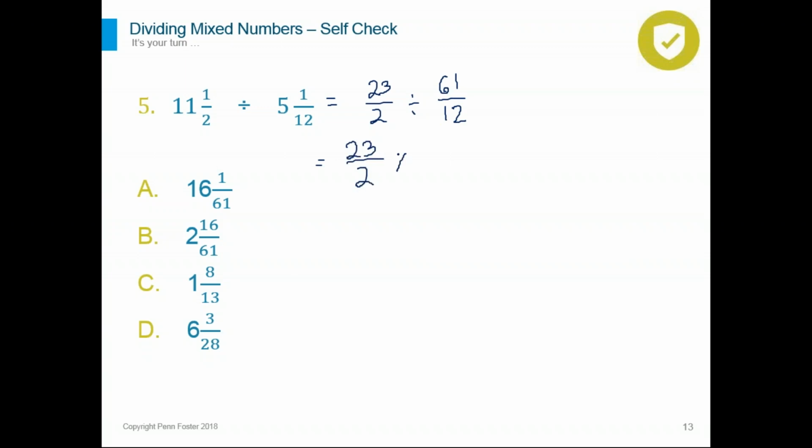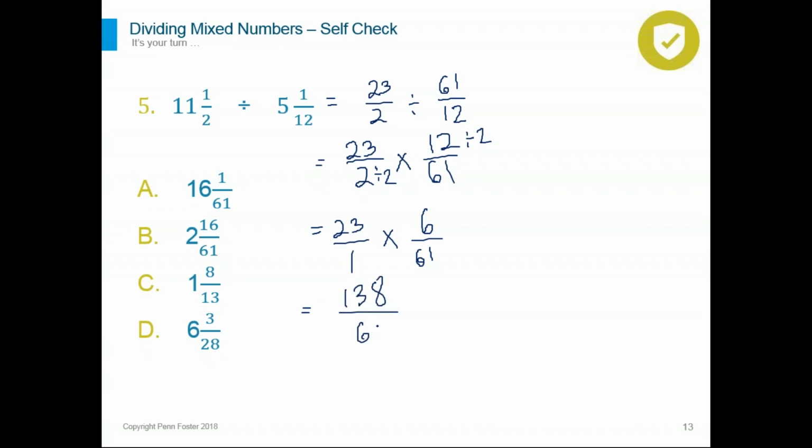23 over 2 times 12 over 61. Look for factors to eliminate. I see two even numbers. Divide over 2 and divide over 2 equals 23 over 1 times 6 over 61. If you look at 6 and 61, nothing common. 23 and 61, nothing common. 6 and 1, of course, nothing. So I'm ready to go ahead and multiply across. 23 times 6 will give you 138 over 61.